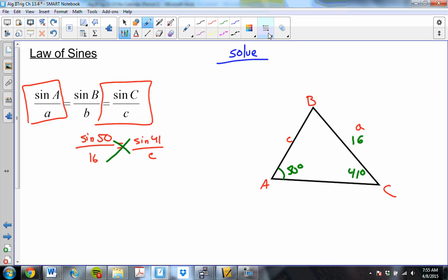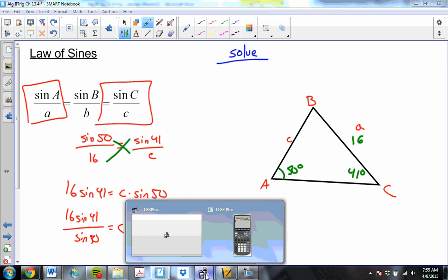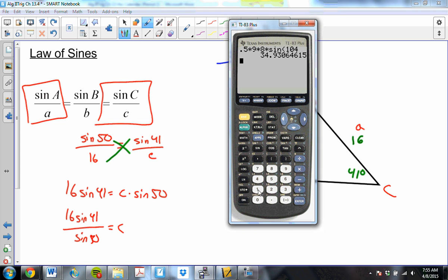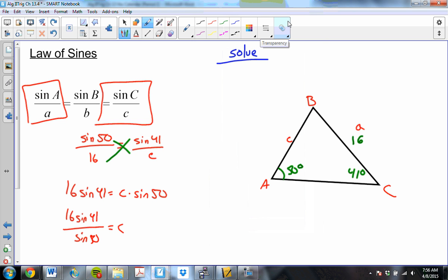I'll actually write it out a little bit, but we get 16 sine 41 equals C times the sine of 50. Divide both sides by the sine of 50, and 16 sine 41 over the sine of 50 equals C. Be careful with your parentheses here. 16 sine 41, close parenthesis, divided by sine of 50. That missing length was 13.7. So this C here is 13.7.